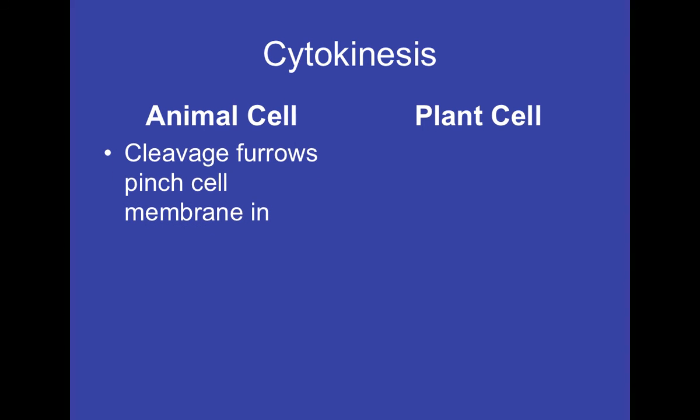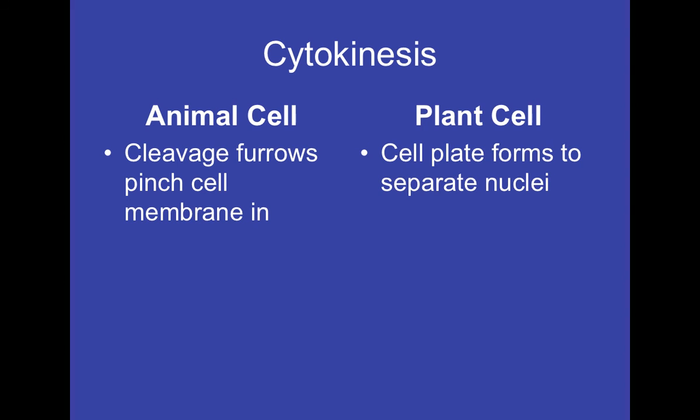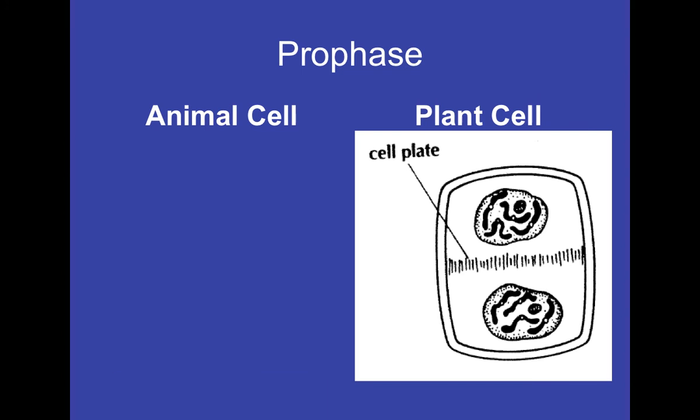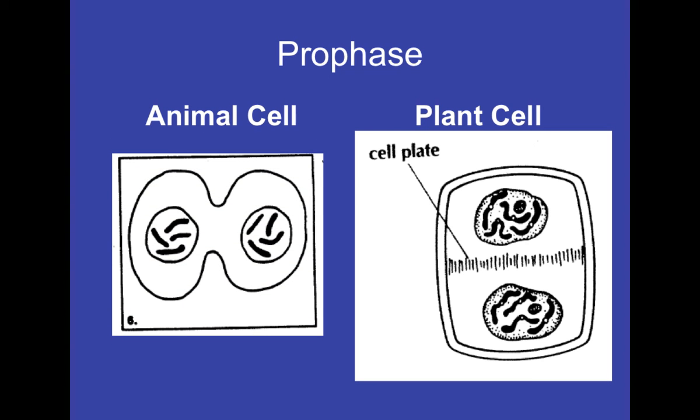In the animal cell, we get the cleavage furrows that actually pinch the cell membrane in, whereas in the plant cell, we get a cell plate that's forming to separate the nuclei, and that cell wall builds around the cell plate. So in the picture here of the animal cell, I don't know why this is labeled prophase, I need to change that, but you can see that we've got this furrow, it's pinching off, and you can see it's going to split across and make two complete cells, and the cell plate here is growing in between the two nuclei, and then at the end we will actually have two separate cells.